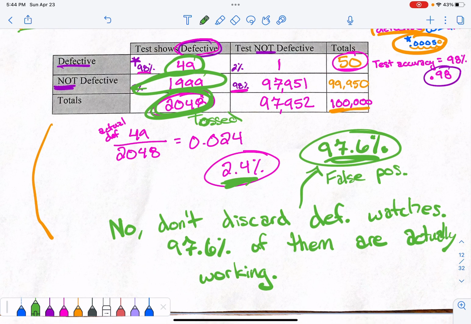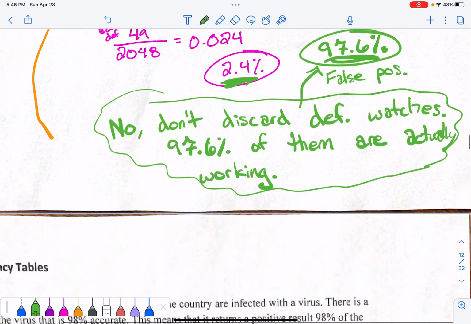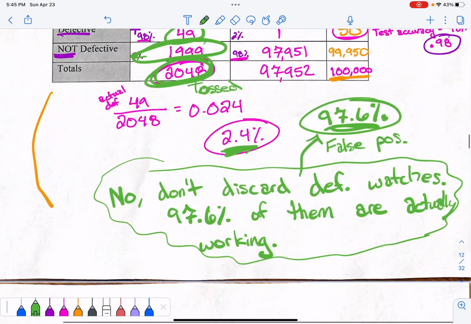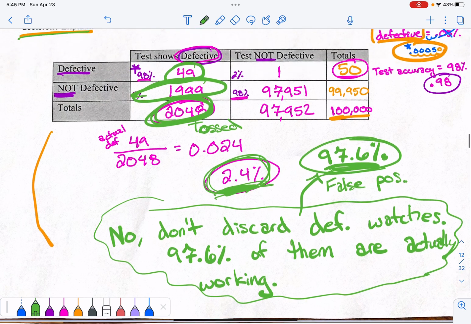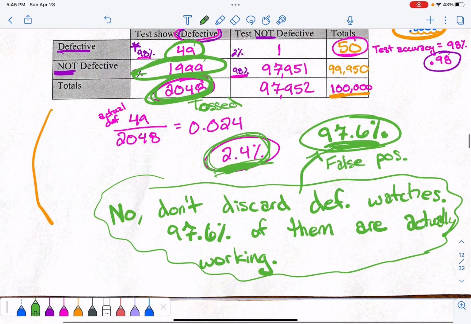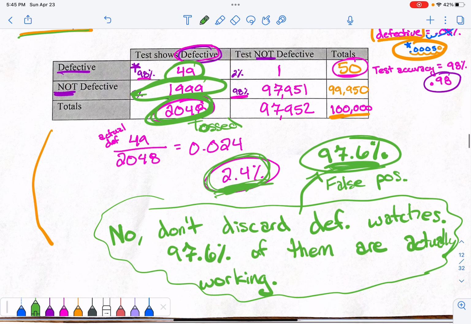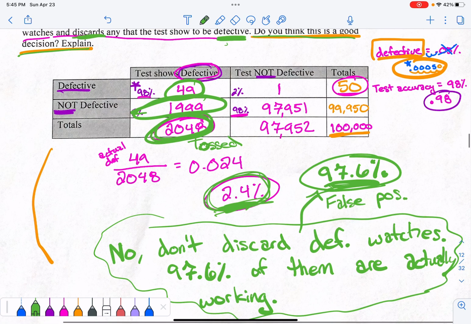Okay, so that's kind of how that breaks down. Now you don't have to use the same terminology that I do, but in your homework problem down below, don't just say yes or no, good decision, bad decision. Give me some support. You can either come at it from the 2.4% standpoint or the 97.6% standpoint. I don't care which batch of data you break down, but give me something so that I know you didn't just say yes or no and call it a day. You have to give me a little bit of backup.